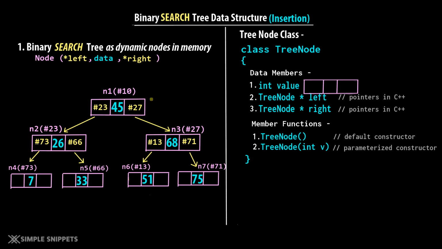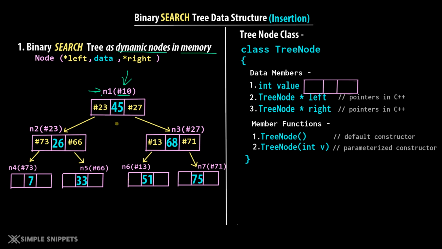Before we dry run the pseudocode, a quick recap of our approach. On the left-hand side you can see a binary tree which is represented using dynamic nodes in memory. This is what a typical node would look like. This is the name n1, and this is hash 10, which is the memory location in which this node is created. Of course, this memory is just imaginary, it's not an actual address, but we are taking it for representation purposes.